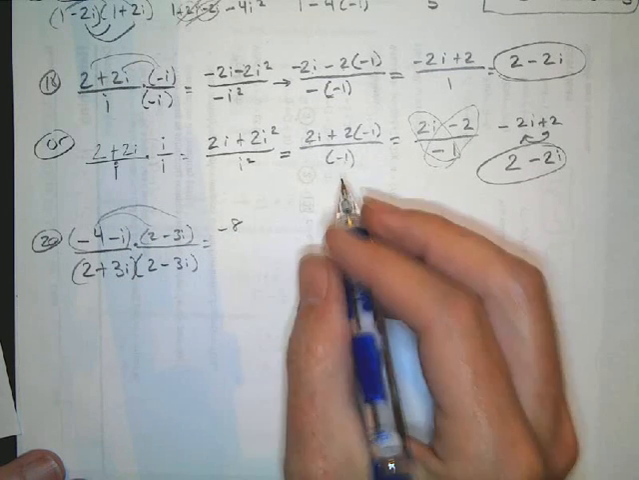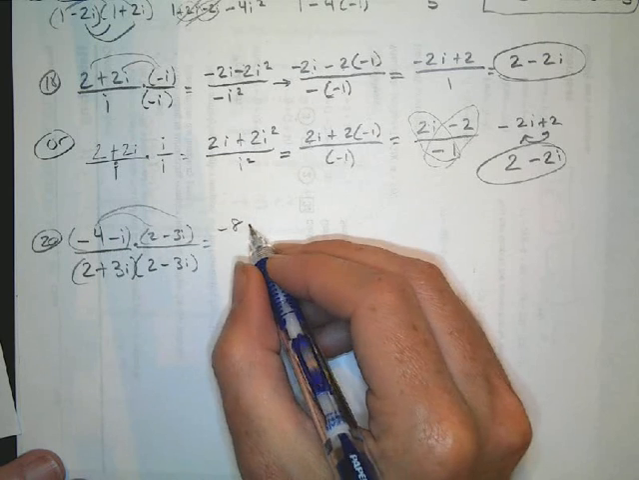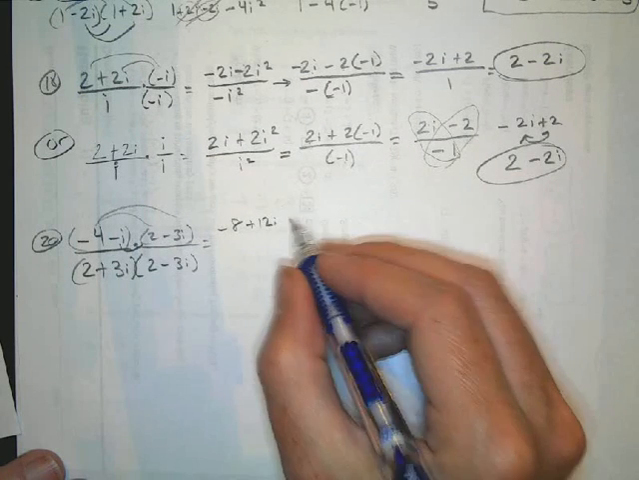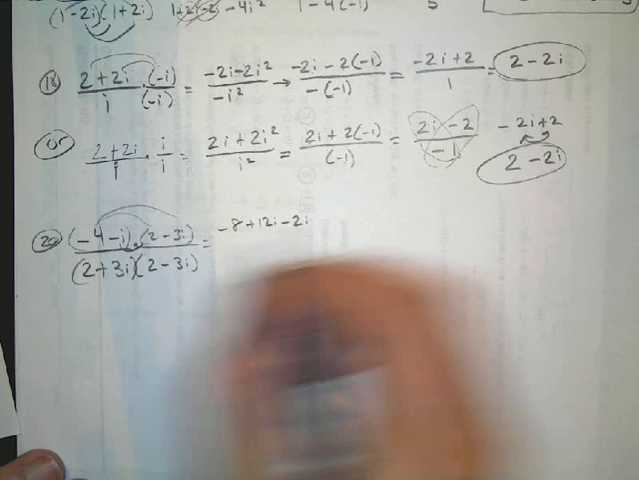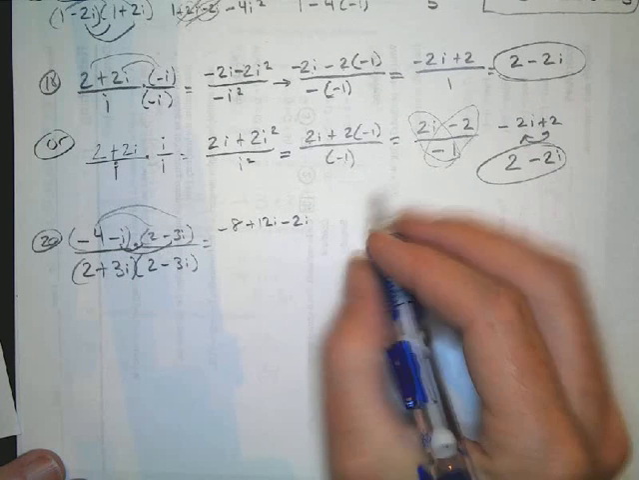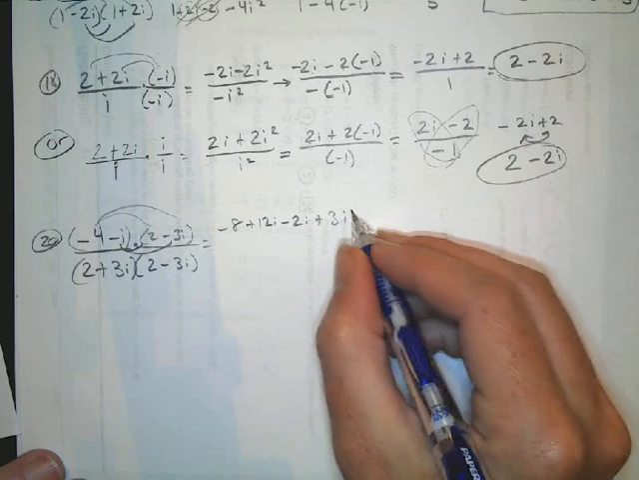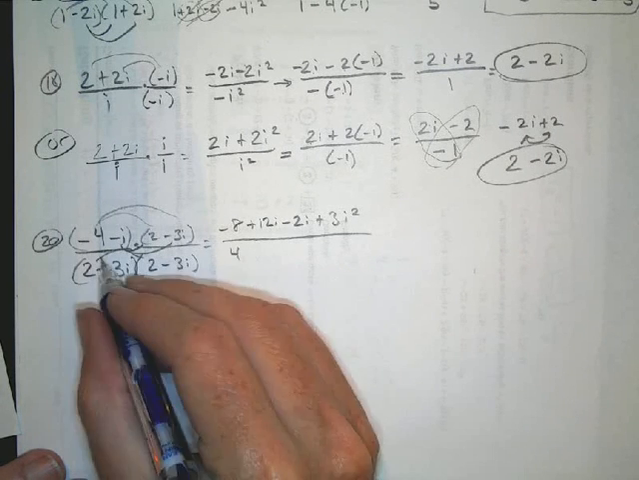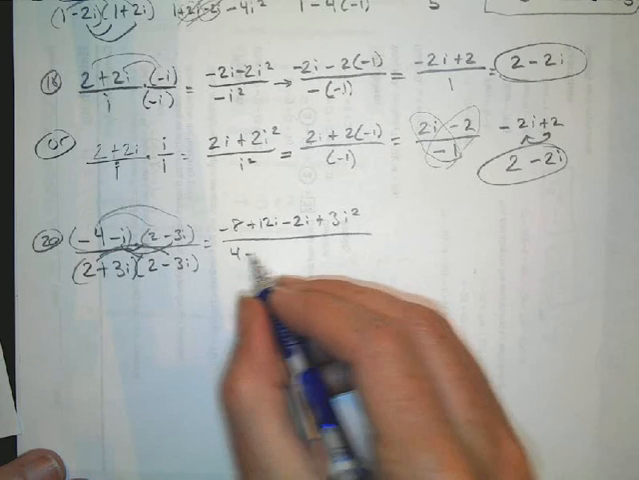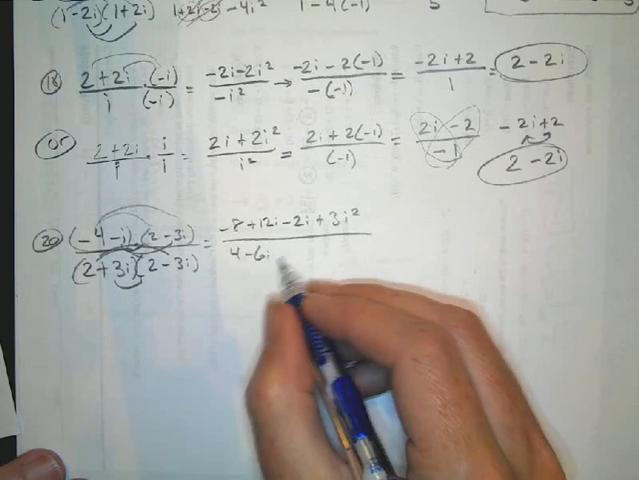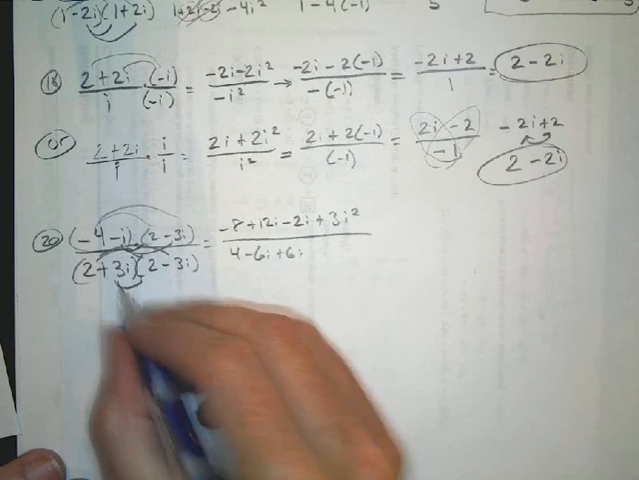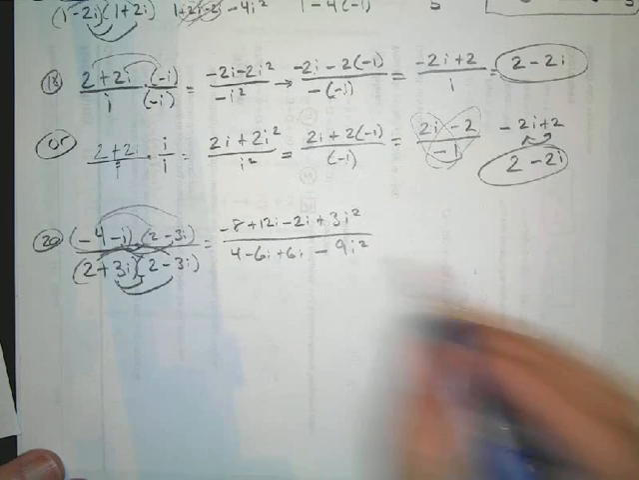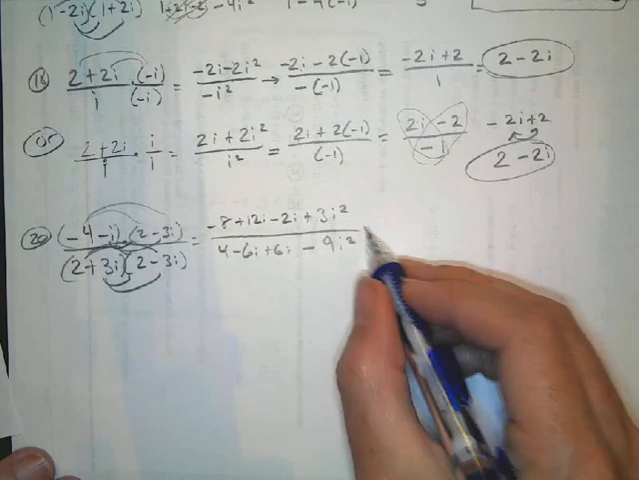So I have negative 4 times 2 is a negative 8. Negative 4 times a negative 3i is a positive 12i. Here I have a negative i, so I get a negative 2i. And negative i times a negative 3i is a positive 3i squared. All over 4. And then we have a negative 6i. We have a positive 6i. And we have a negative 9i squared.